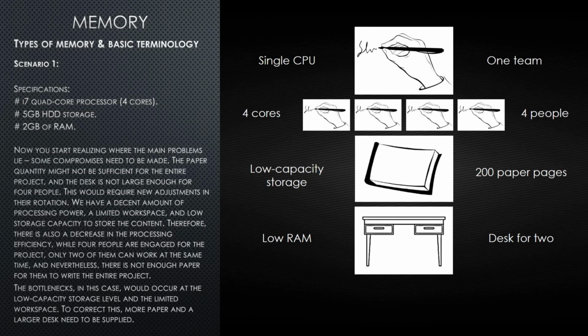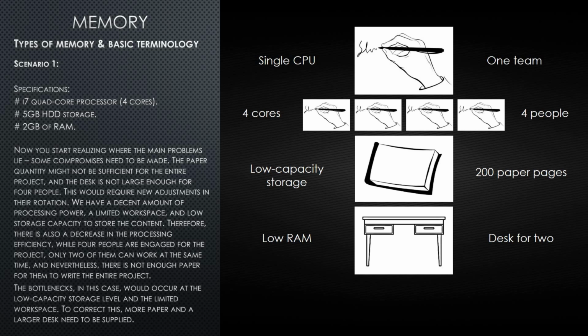Now you start realizing where the main problems lie. Some compromises need to be made. The paper quantity might not be sufficient for the entire project, and the desk is not large enough for 4 people. This would require new adjustments in their rotation. We have a decent amount of processing power, a limited workspace, and low storage capacity to store the content. Therefore, there is also a decrease in the processing efficiency.